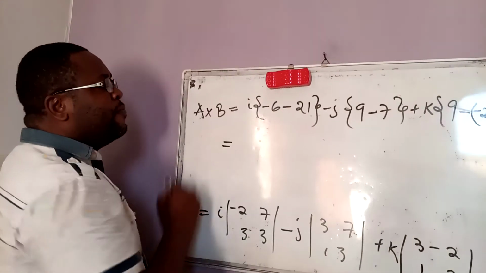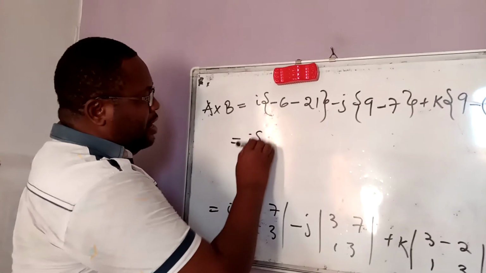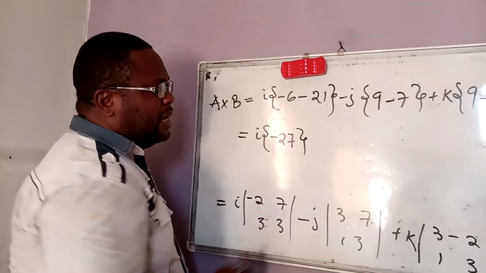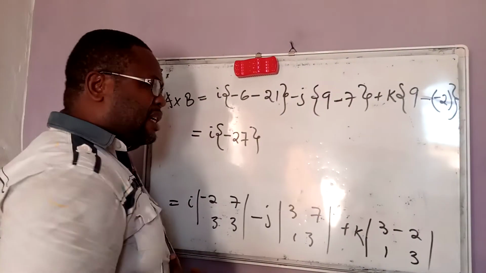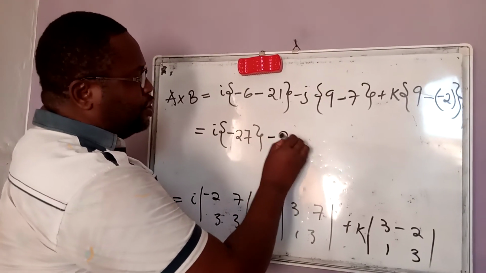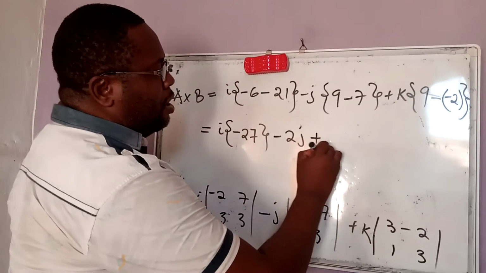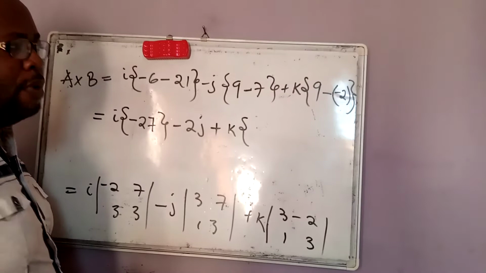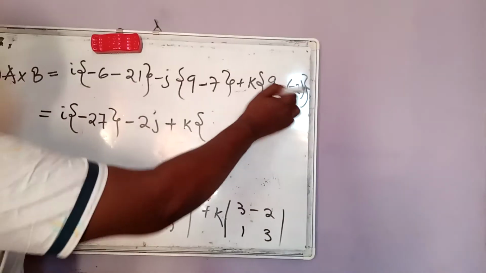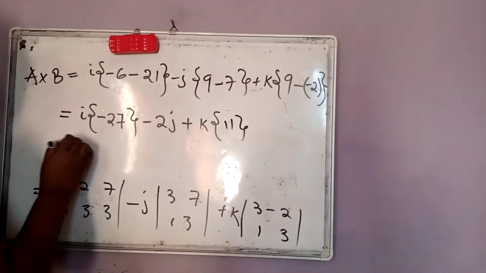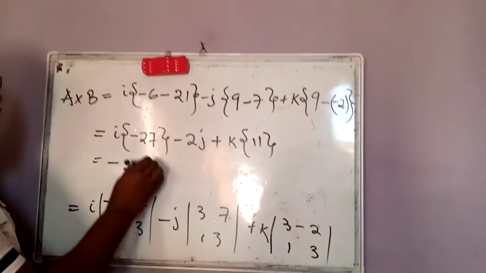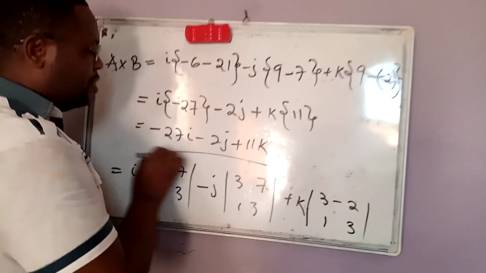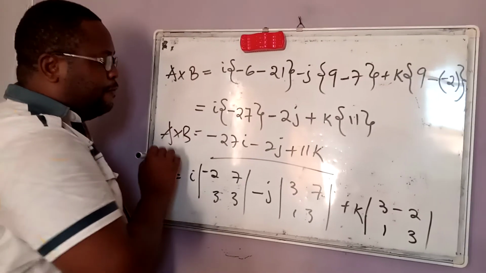Now let's quickly evaluate. This simply becomes, we have i, minus 6 minus 21 is minus 27. We close that bracket. 9 minus 7 is simply going to give me 2. So I simply have minus 2j. Then I have plus k into 9 minus minus 2, minus and minus will change to plus. So what do I have? I simply have 9 plus 2, which gives me 11. So at the end of the day, my answer simply becomes minus 27i, minus 2j, plus 11k. So that gives us the cross product of those two vectors.